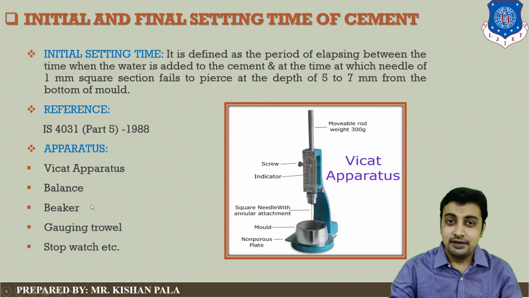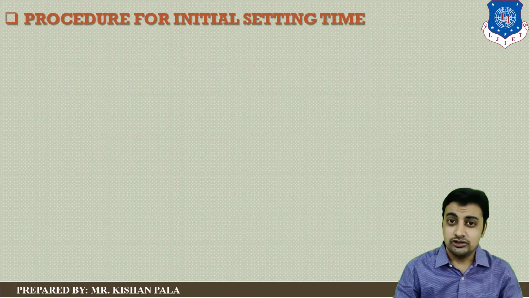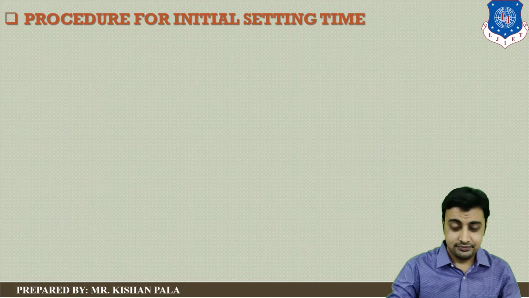Other apparatus we require: a balance for preparing the cement paste, a beaker and gauging trowel, and a stopwatch for measuring the time. Now let us start the procedure for finding the initial setting time.